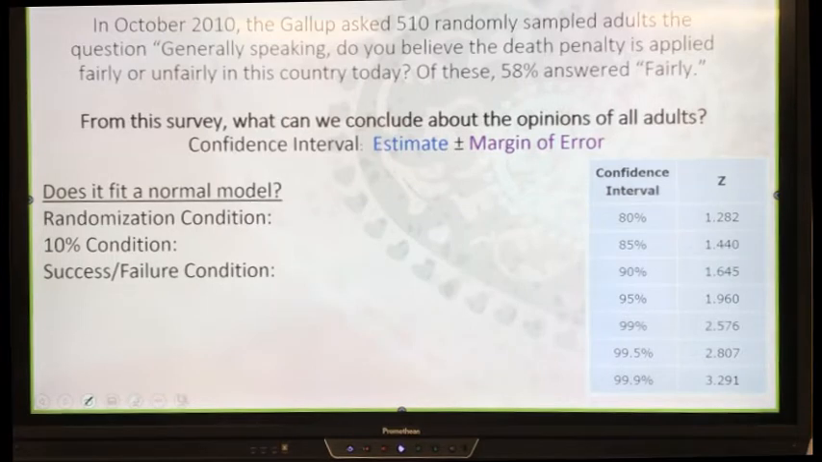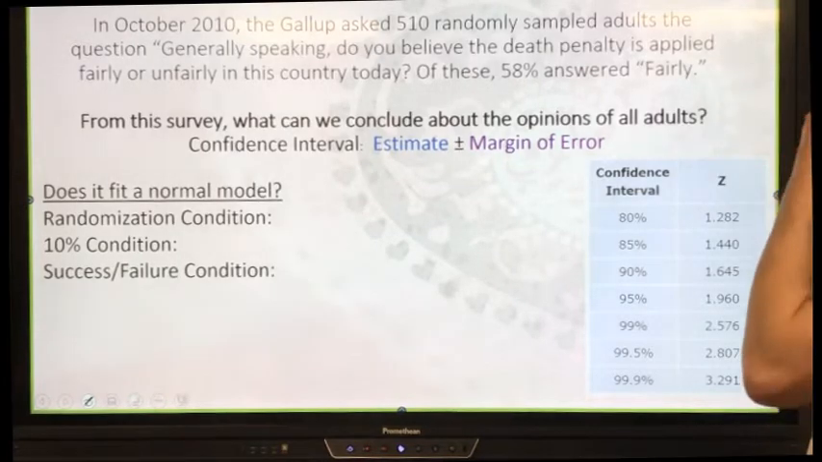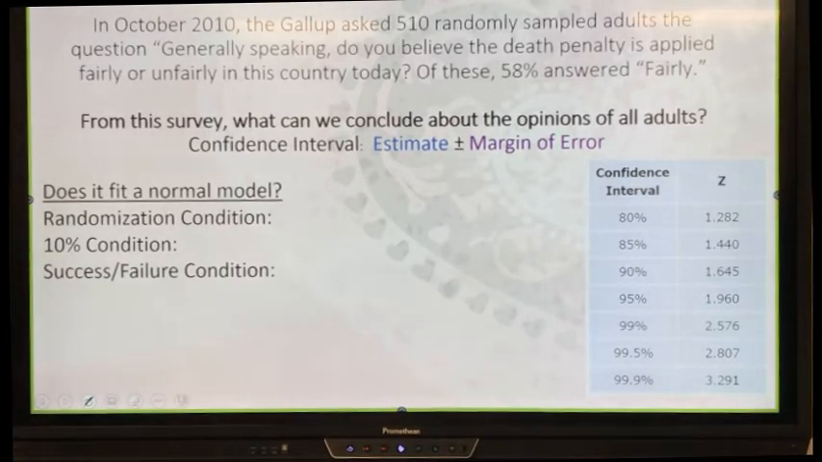Now let's look at the confidence interval. So let's put it all together now that we figured out how to calculate margin of error. In October 2010, the Gallup asked 510 randomly sampled adults the question: generally speaking, do you believe the death penalty is applied fairly or unfairly in this country today? Of these, 58% answered fairly. From this survey, what can we conclude about the opinions of all adults?